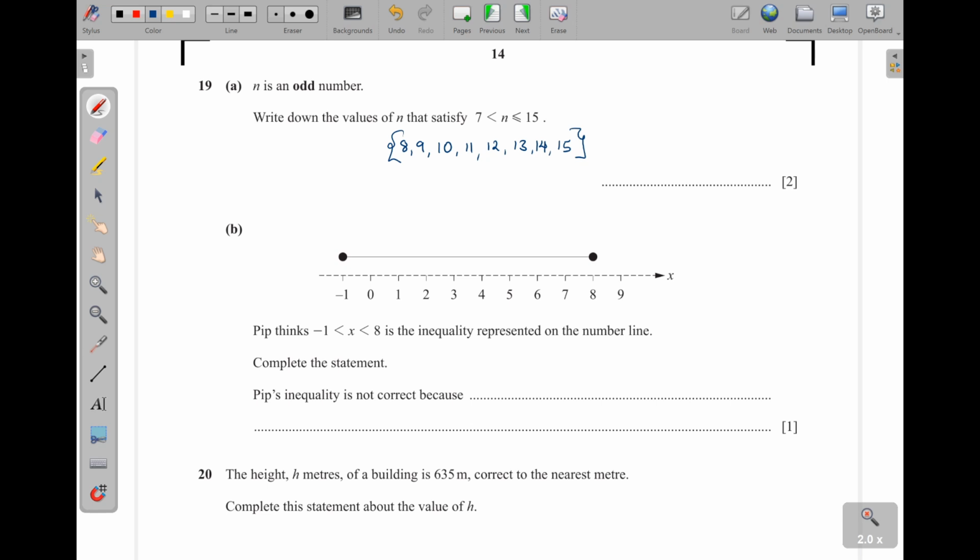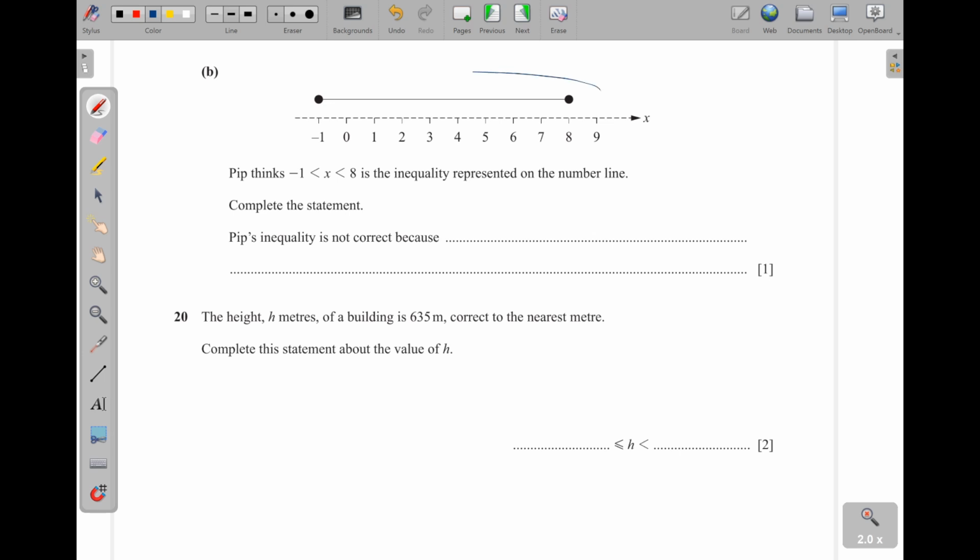But they said that n is an odd number. So pick out the odd numbers from here. We have 9, we have 11, we have 13, and 15. So we have 9, 11, 13, and 15. Those are the ones I'm going to write.